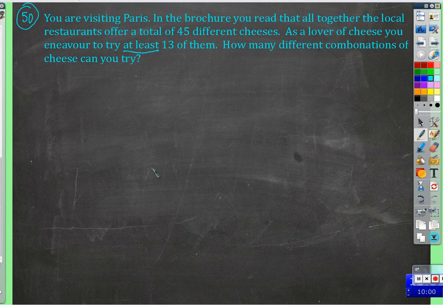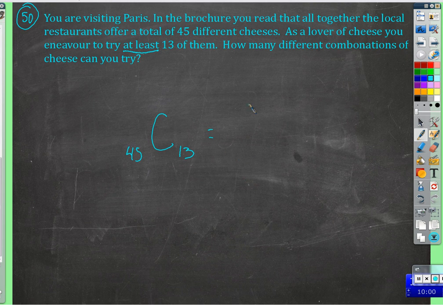So what do we do? Well, apparently the design of the question in the book was just, there's 45 cheeses and you want to try 13 of them. How many ways can you try 13 of 45 cheeses? Let's assume that it doesn't matter whether you try Gouda and then Swiss or whatever. The order is not going to be important, so we're going to use combinations. We're going to choose 13 out of the 45.